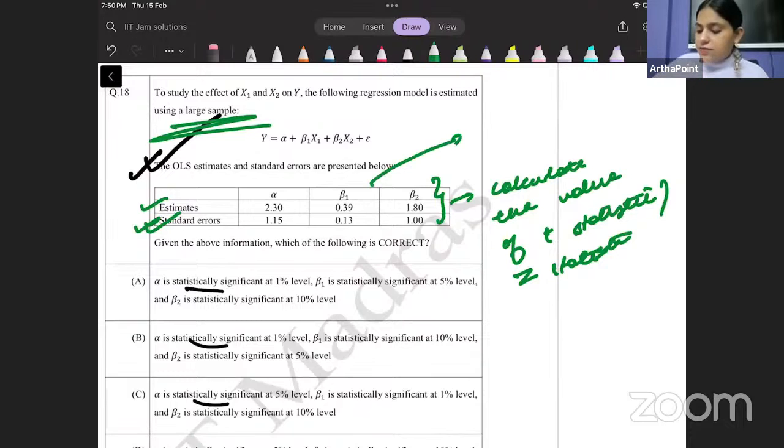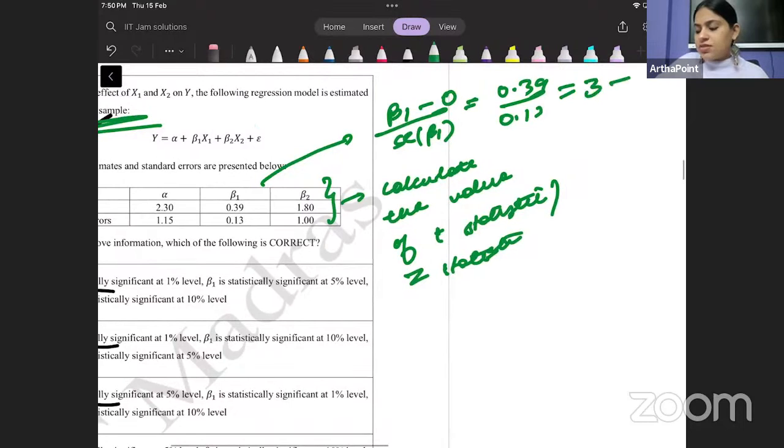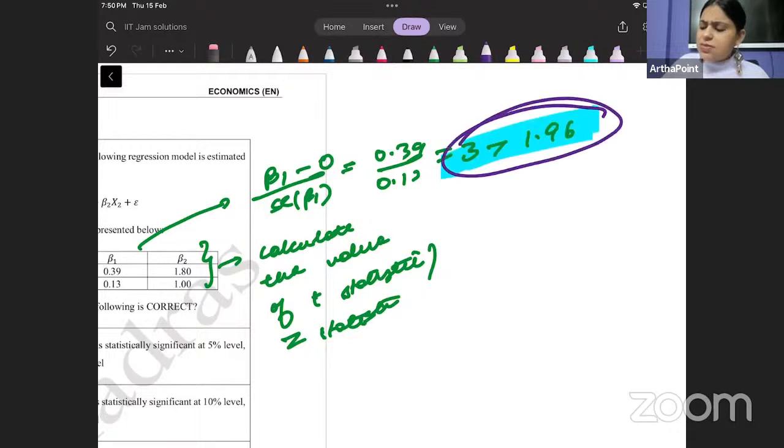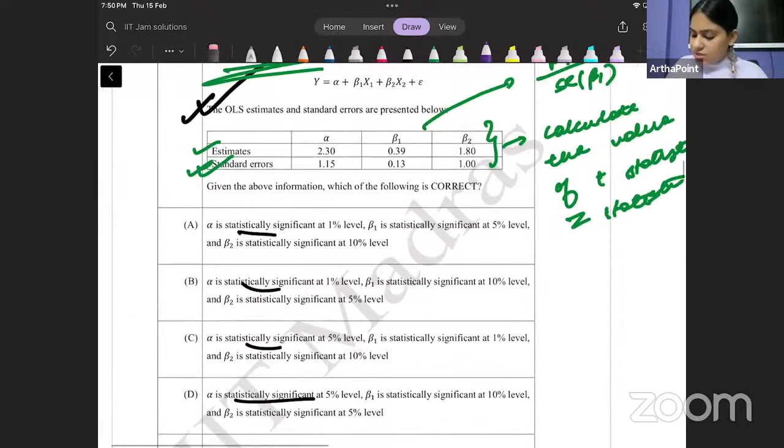What will it be? It will be beta 1 minus 0 upon the standard error of beta 1. So it will be 0.39 by 0.13. So this comes to 3. 3 is a lot greater than 1.96. At 5%, if I take it, the value is 1.96. So if it is greater than 1.96, it automatically means it is statistically significant. And similarly, you can test for the others also.